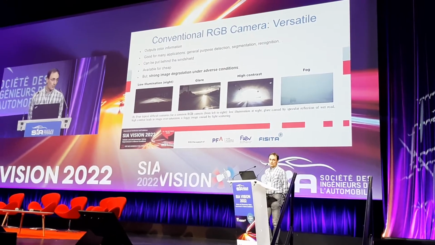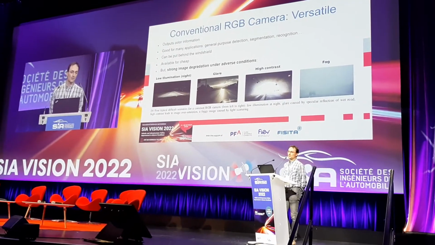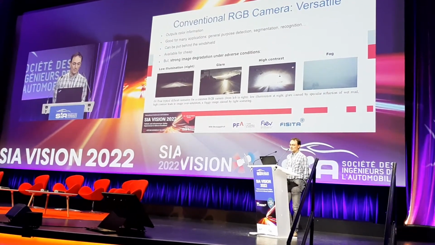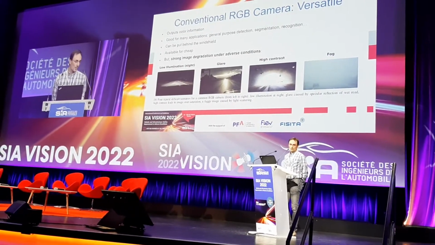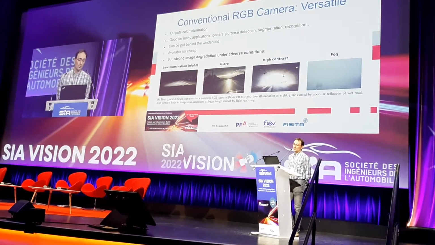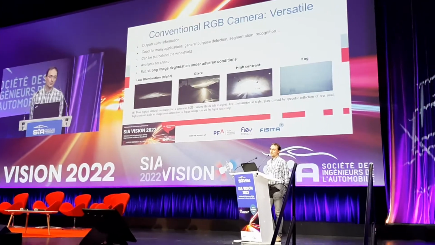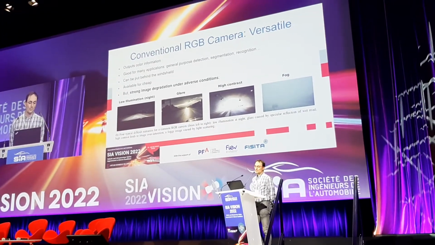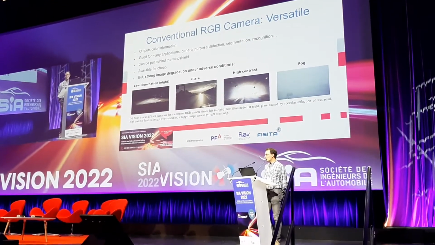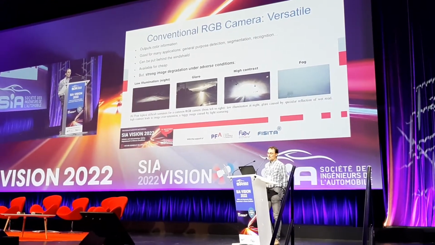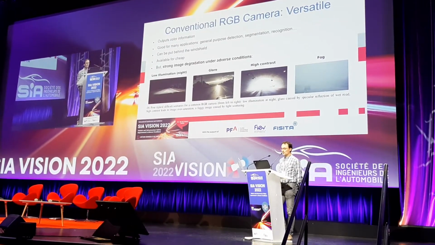It outputs the colors, that is good. It is rich information. We can see the texture, we can see many different things thanks to the color. We can integrate it behind the windshield, for example, such as a Mobileye camera, usually on top of the windshield. And it's very cheap now because we manufacture a lot of RGB cameras. However, it works well in good conditions.